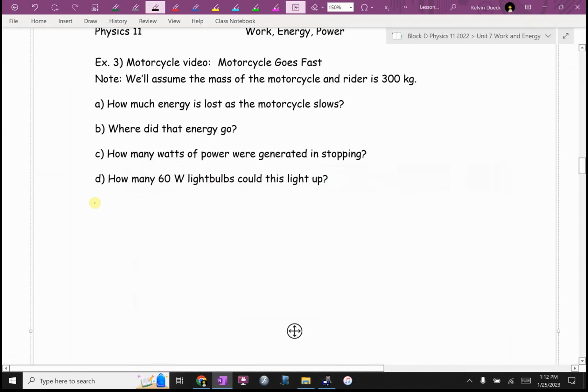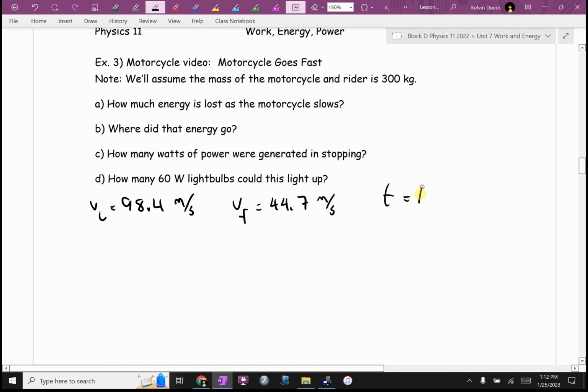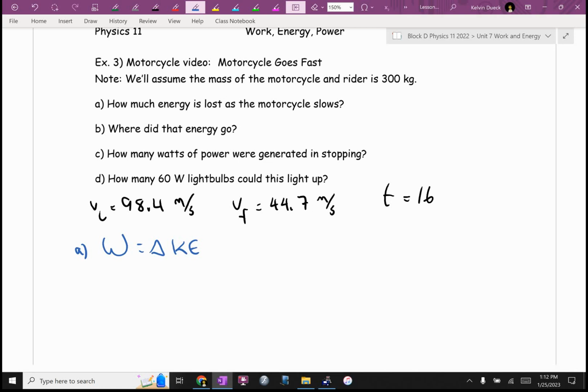So you're going to have to help me out. What did I say VI was? VF was 44.7, is that right? And T is 16. Okay. What's A want me to find? Energy lost. You know what? That's going to be the work done in braking. It's going to be the change in kinetic energy. I didn't add the change in potential energy because Colton, that road looked pretty level to me.